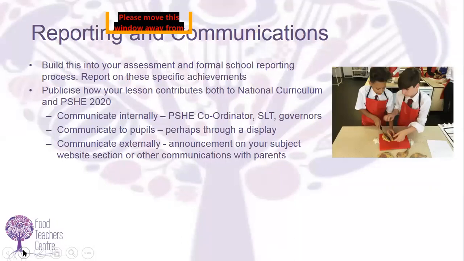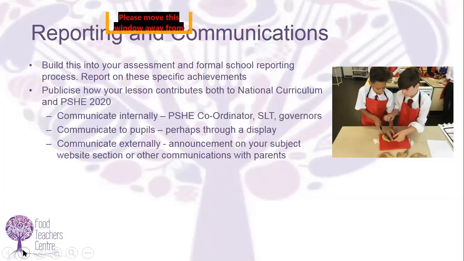or they might be very familiar with the level of work that you do. But it is important that we have that communication both within the school, that internal communication, PSHE coordinator, SLT, governors, but also to the pupils, that they're familiar with this. You might do that through a display to show how what they're learning in their food and nutrition lessons contributes to a whole range of curriculum and assessment things that are very important.